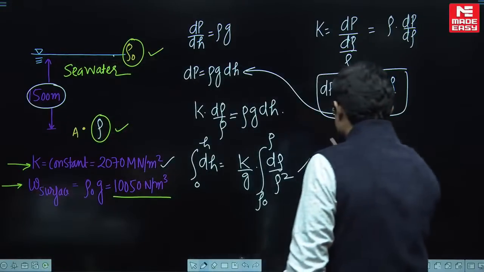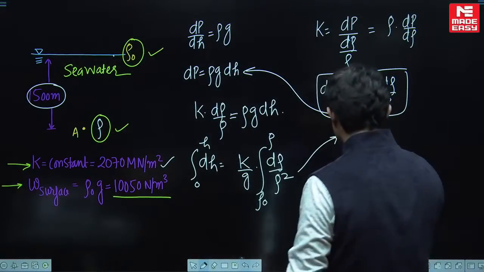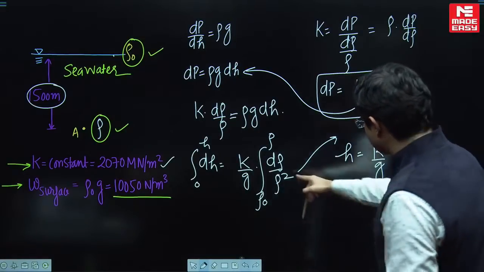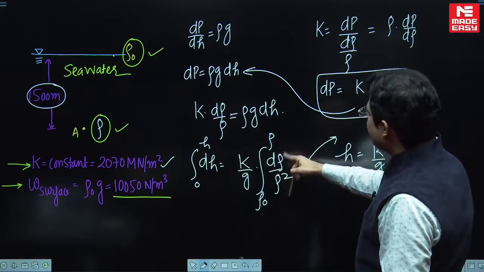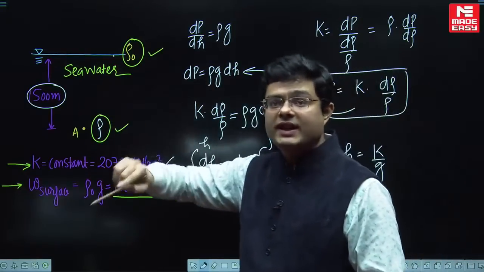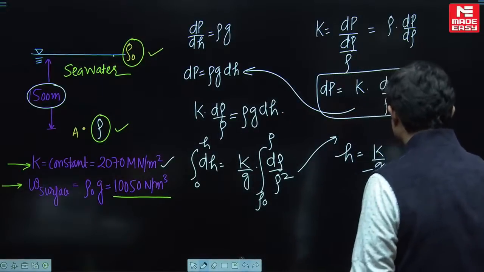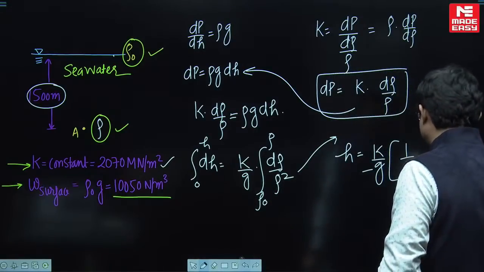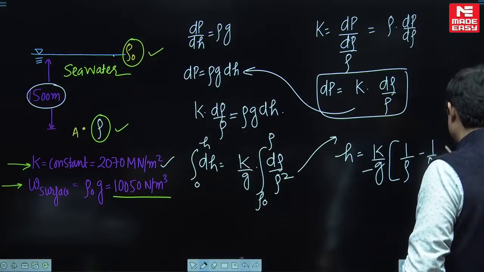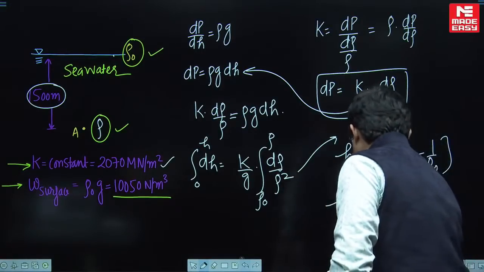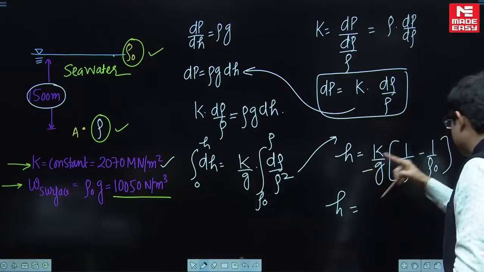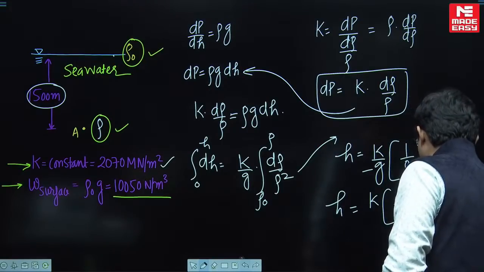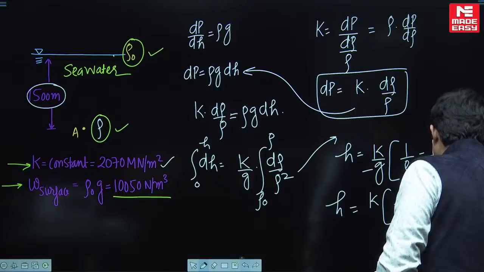So my dear students, the integration of this will come out to be h is equal to k by g, and this will be rho to the power minus 2. Integration will be rho to the power minus 2 plus 1 divided by minus 2 plus 1, so the minus you are going to take outside, and that will be 1 by rho. When you put the limit, it will be 1 by rho minus 1 by rho naught. So this can be written as h is equal to, when you take the minus sign inside, this will reverse, so it can be written as 1 by rho naught g minus 1 by rho g.